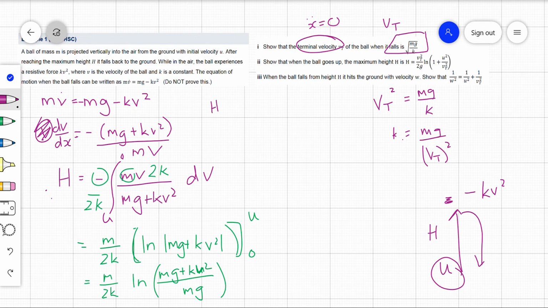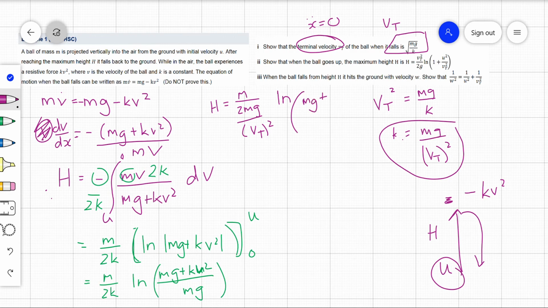So I'm going to get h is equal to m on 2 lots of k, and this is my k here. So I'm going to get 2mg, 2 lots of that on Vt squared. And the log, I probably should have done the working on the side really. So here I'm going to get log of mg plus, again it's ku squared, so mgu squared on Vt squared, all over mg is what I'm going to get.